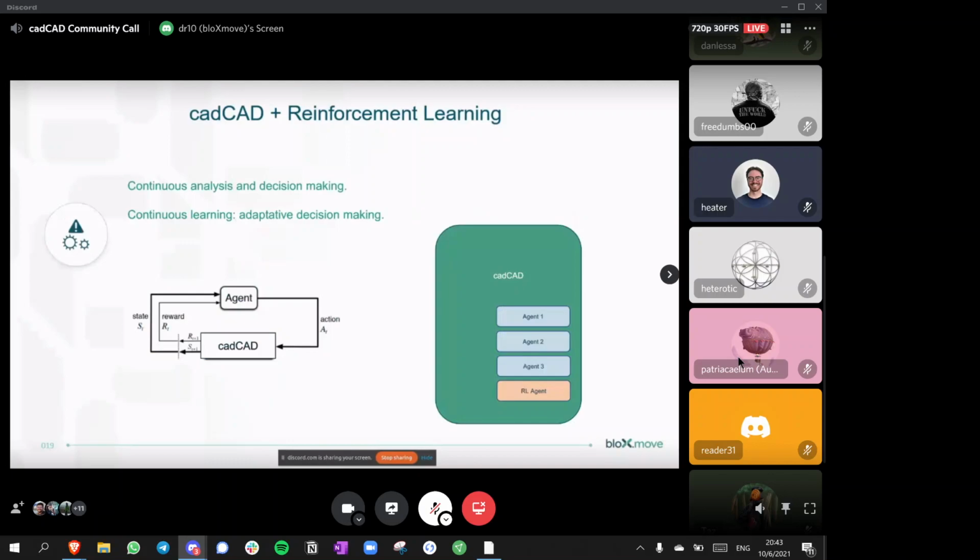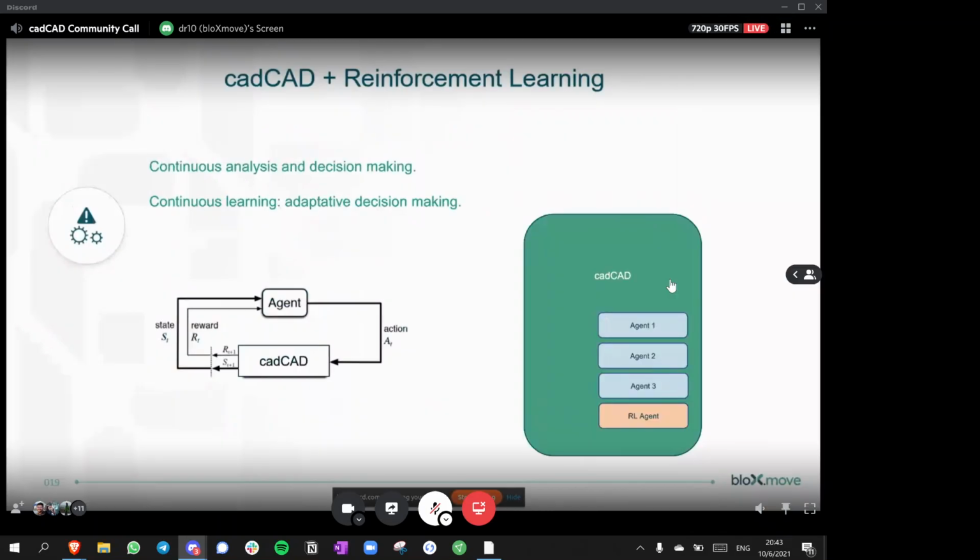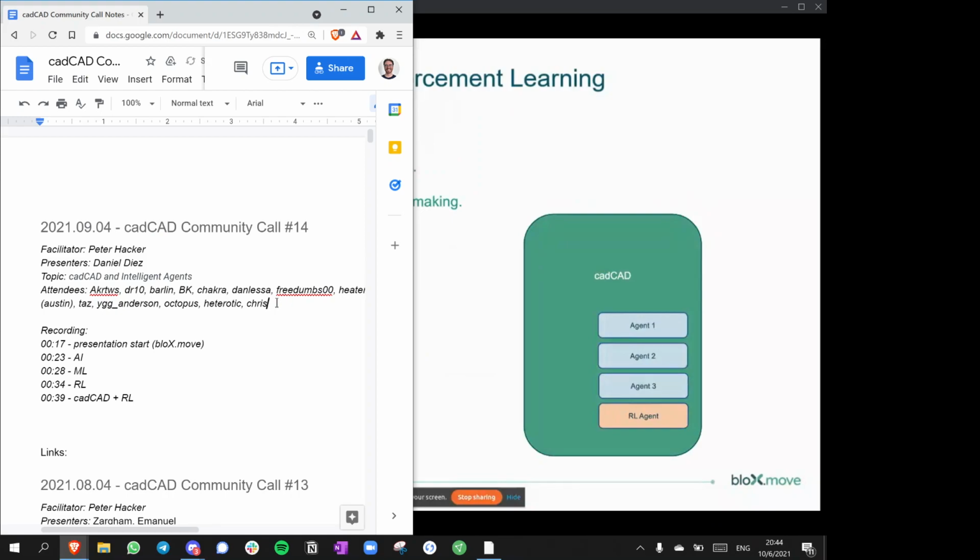We can also see it the other way around, and I'm talking now about the image on the right. We can see that cadCAD has a lot of agents acting in its system, and one of them is intelligent. It's driven by a reinforcement learning algorithm, and it is acting and adapting dynamically to it.